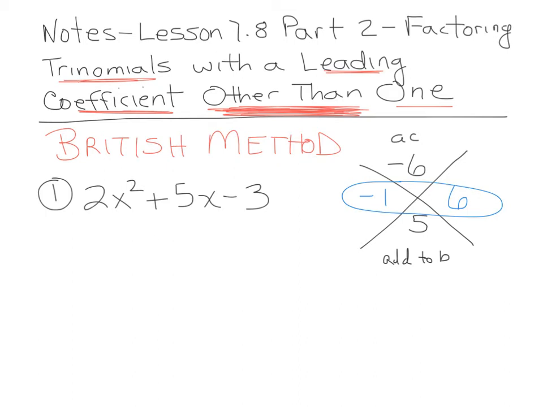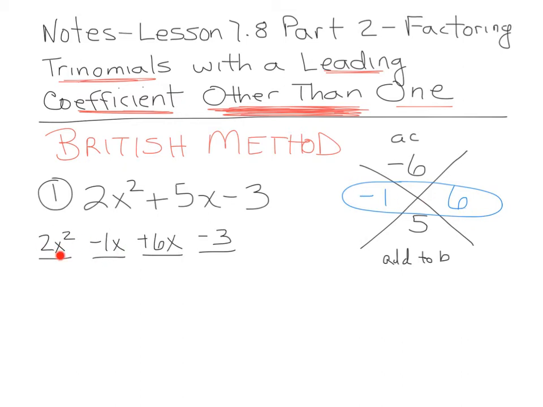Now we can't just go right to the answer, like we did in the previous video, because this is not a 1. So we still have to use that four blanks trick. I'm reminding you of the British method, and I'm showing you this little X trick that might simplify it for you. So 2x squared goes in the front, negative 3 goes in the back, negative 1x, positive 6x, because that's what we have here.